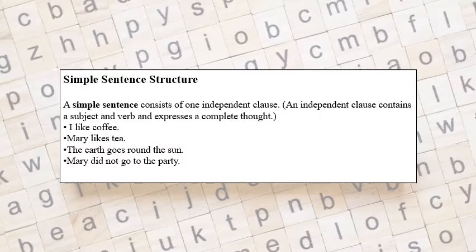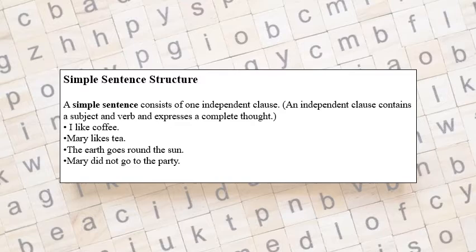Simple sentence structure. A simple sentence means it has only one independent clause. An independent clause can stand alone. Even if that sentence is said alone, it has a complete meaning. In an independent clause, there will be one subject and one verb, and the sentence structure will be like this: the subject will come first, then the verb, and then the object. Even if the object is not there, it's okay.